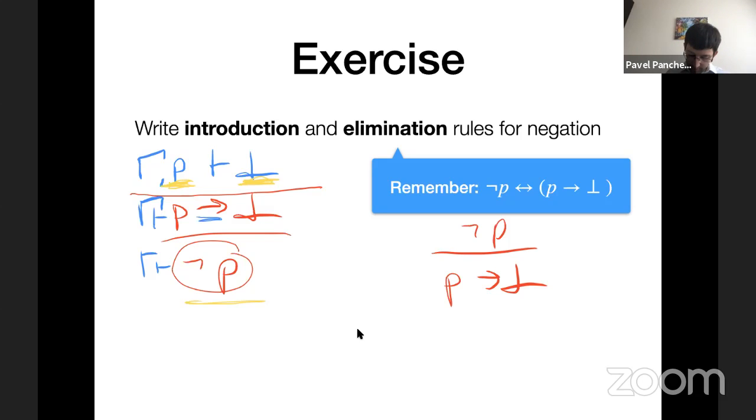Other questions? Okay, so what about our elimination rules? Skylar did a great job here writing out that if you have a negation, that's really P implies false. So we can actually take that one step further. We can recall our rule for using, aka eliminating, implications. So who remembers the rule for using implications?